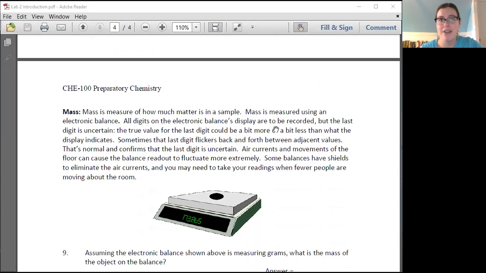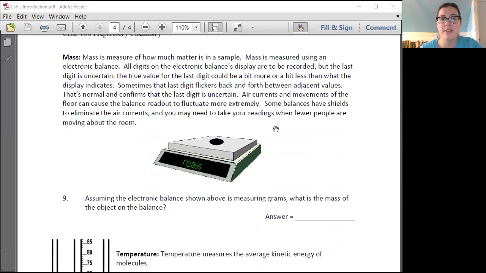Let's talk about mass. So in this class, all masses are going to be taken using an electronic balance. And the great thing about electronic balances is that there is no brain work when you read these. All the digits on the display are to be recorded. Even though the last one is uncertain, it can waver a little bit, often due to air currents, but that's okay. You're going to record everything.